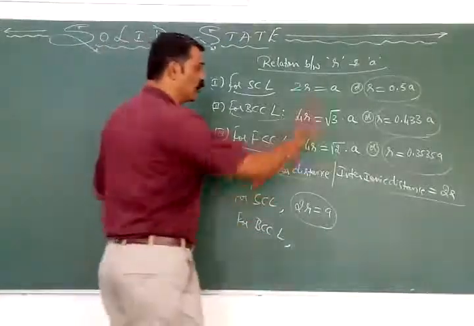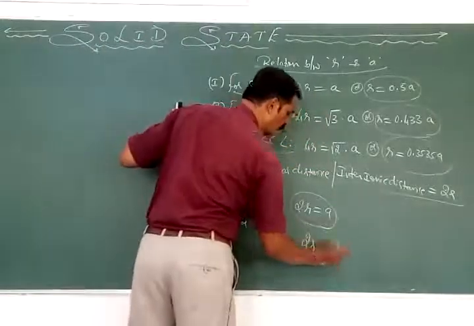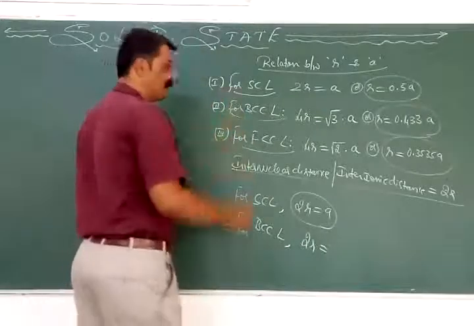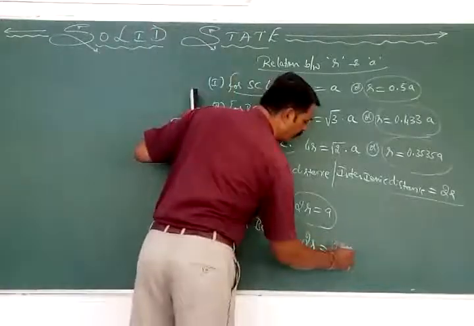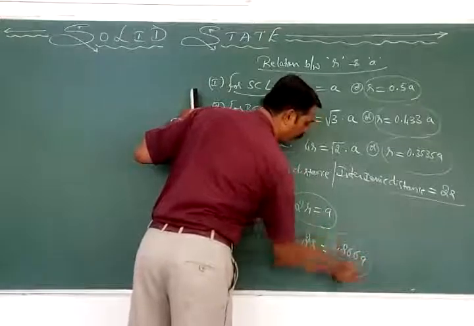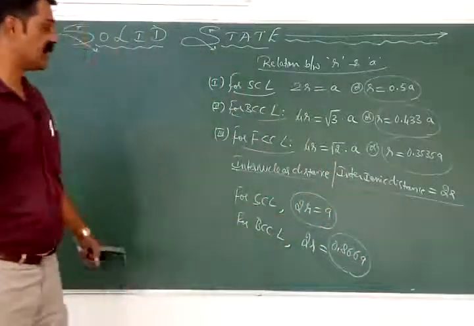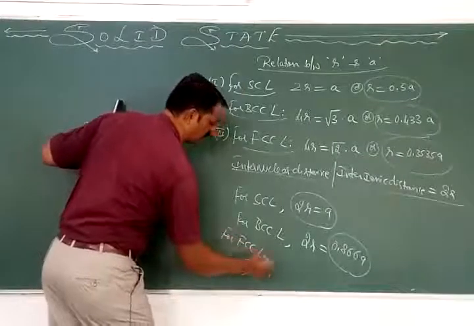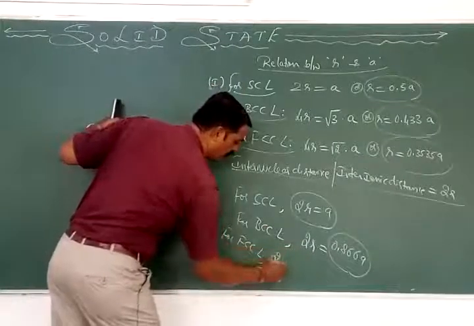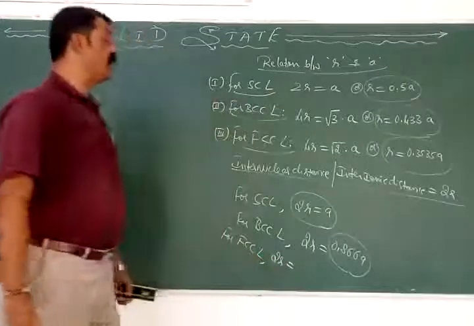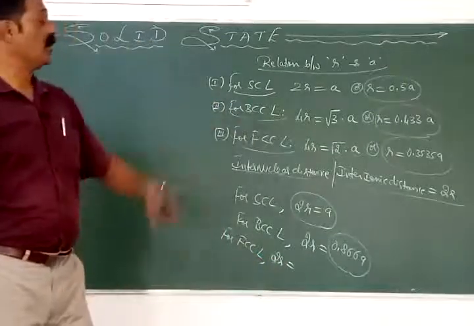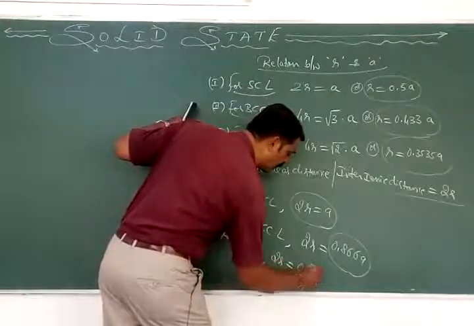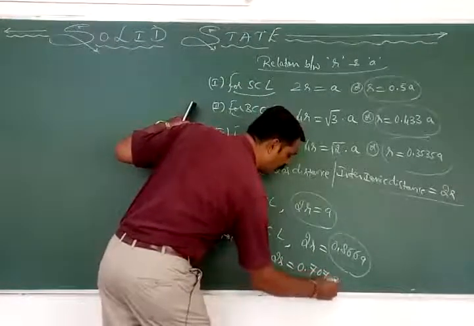For BCCL, body centered cubic lattice, what is 2R? 2R is equal to double times 0.433, that is 0.866 times A. Whereas with respect to the FCC lattice, 2R, the internuclear distance or interionic distance or intermolecular distance, is 0.3535 into double times, which on simplification is 0.707 times A.